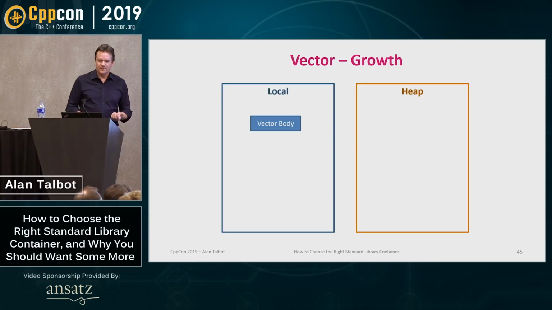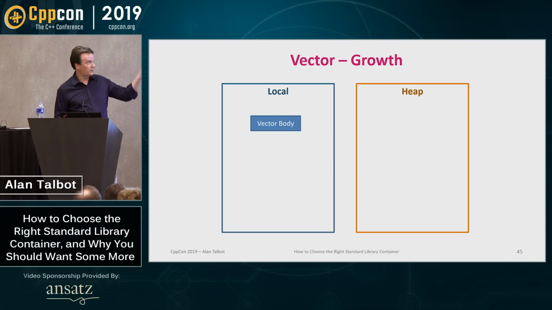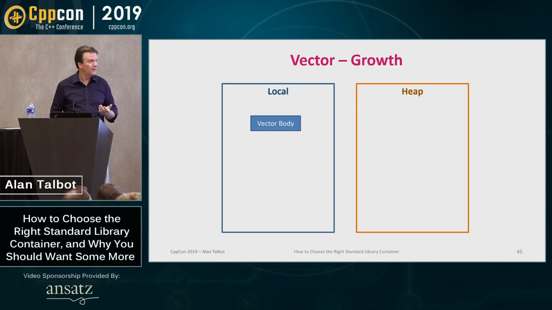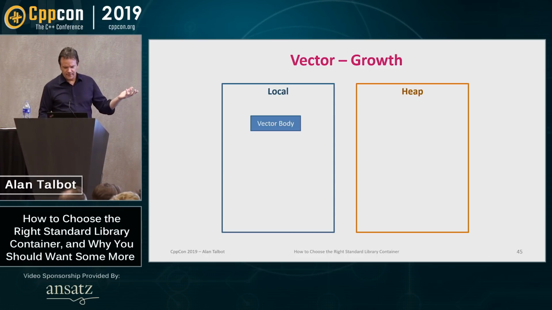So let's revisit this and look at exactly what's happening in a vector. So when the vector's empty, there's nothing on the heap. You've got the vector body in your local scope. When I say local, I mean either in your object or on the stack. So there's nothing on the heap.